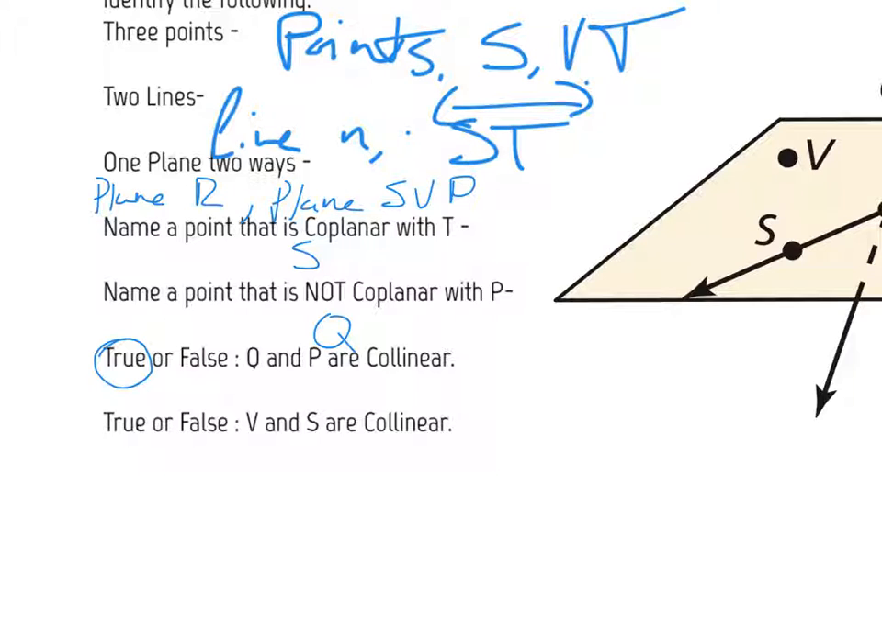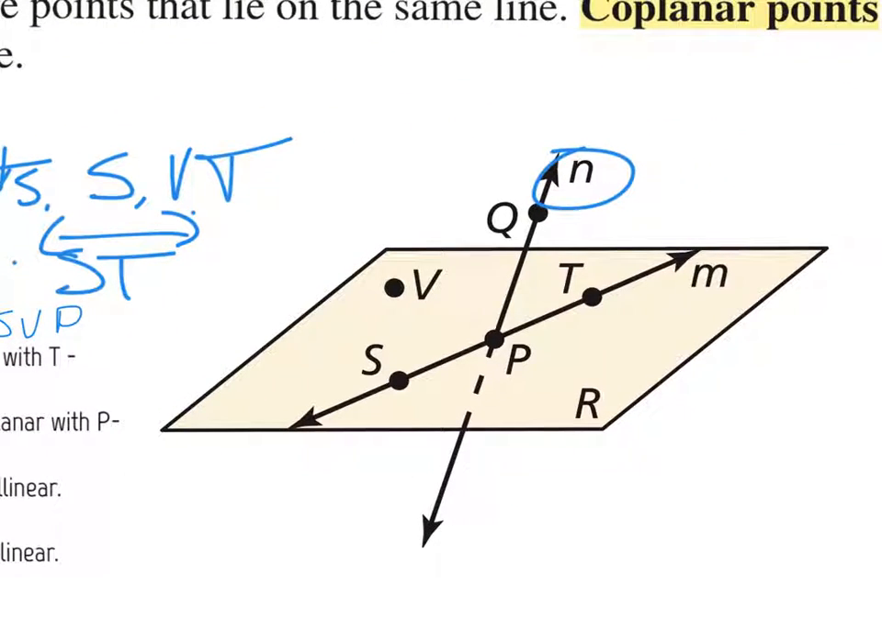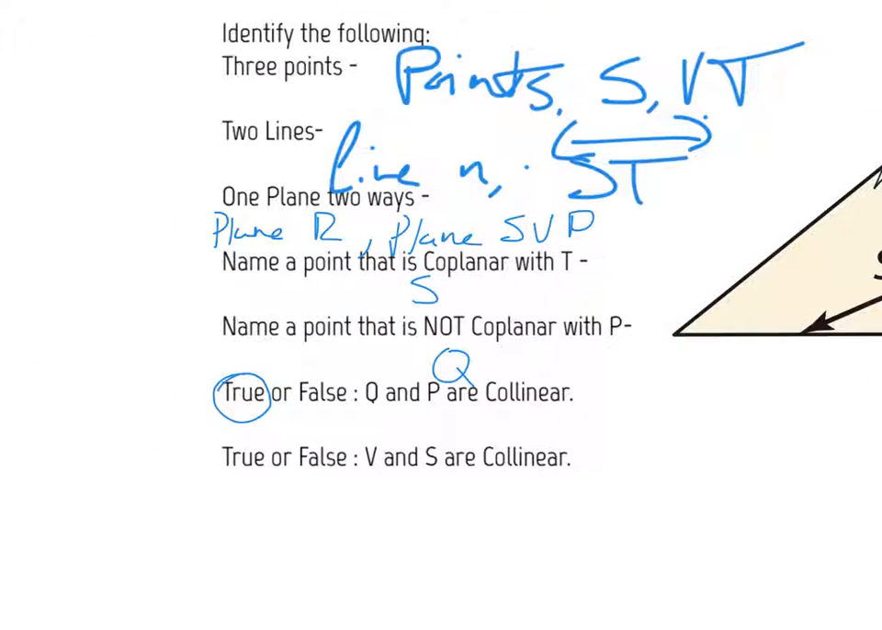True or false, V and S are collinear. Again, remember the rules of a line say through any 2 points there's a line. Now keep in mind, there's not a line drawn there, but because it's only 2 points, we could always draw that line. It doesn't matter how it looks, we just know if there's 2 points, there's a line. So I kind of tried to trip you up on that one. That one's answer is actually true also.